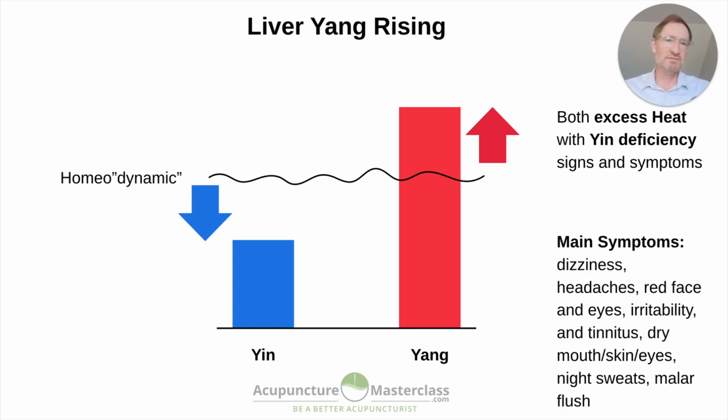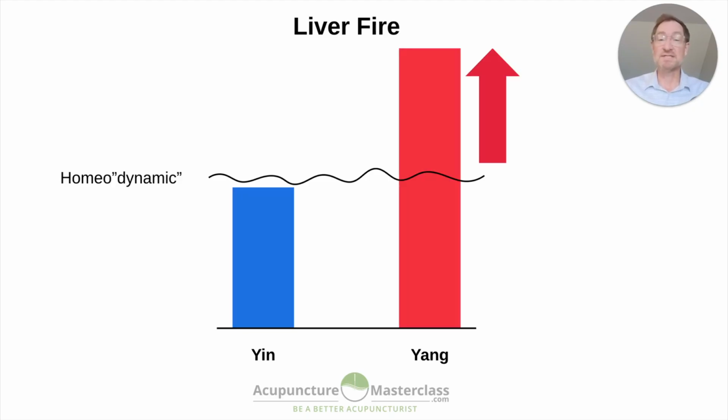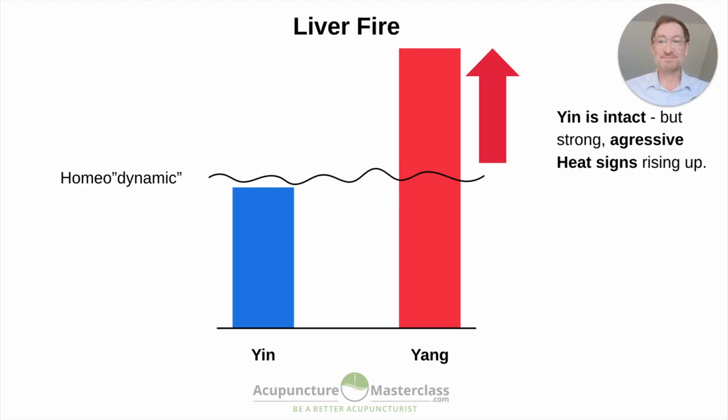Now, with liver fire, we have normal yin. So the yin is intact, but the yang you can see is really excess. So this is a true excess scenario. No deficiencies going on here, all excess. So the yin is intact, strong, aggressive, heat signs rising up.